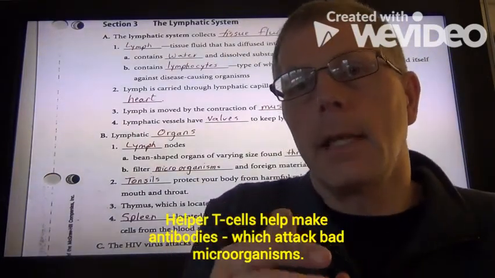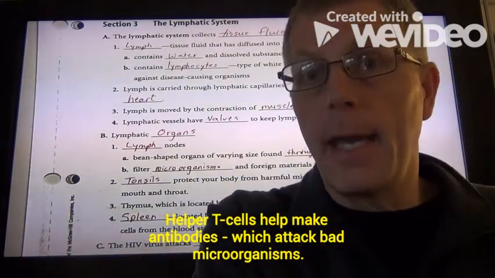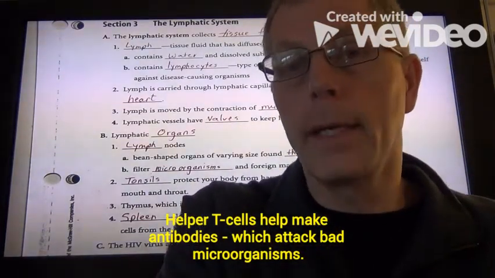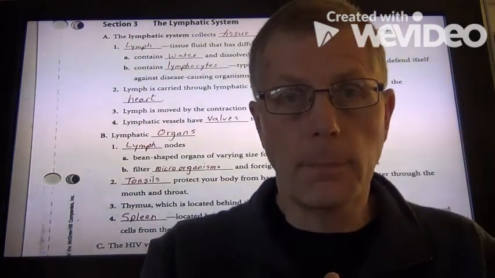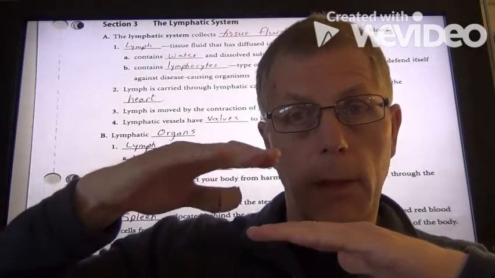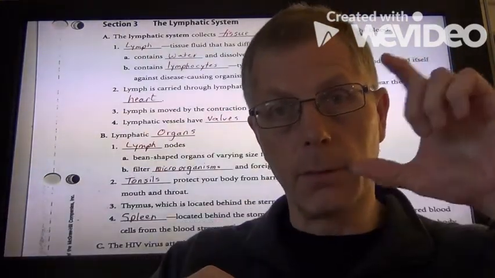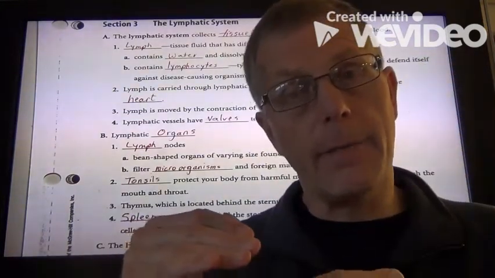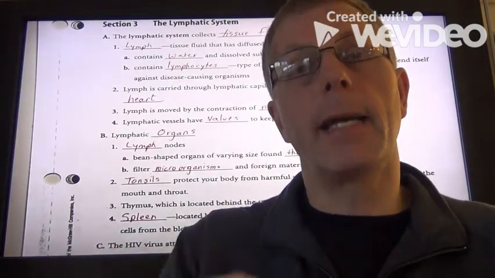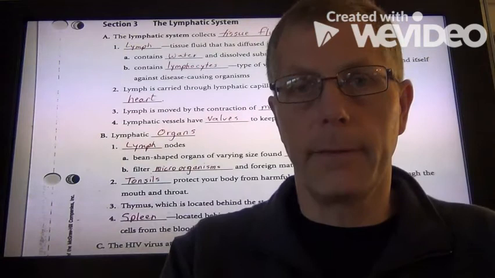Those helper T cells help make antibodies that help our body to defend against other organisms and pathogens and toxins that come into our body, okay? So if we have fewer helper T cells, because the lymphocytes are being destroyed by the HIV, we don't have any way to make the antibodies to fight the virus, and therefore we get the disease called AIDS, okay?